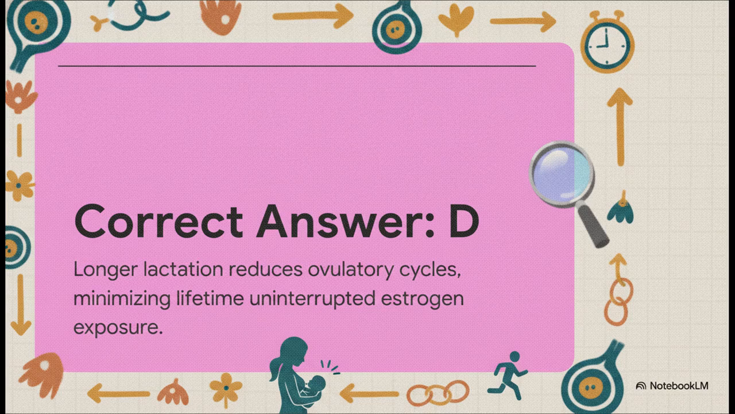The core driver of risk boils down to your lifetime exposure to uninterrupted estrogen cycles. So anything that maximizes your total lifetime menstrual cycles, like starting periods early, never having kids, or hitting menopause late, is going to bump up that risk. On the flip side, longer lactation periods and moderate exercise actually cut down the total number of ovulatory cycles. The exam pearl to remember is that breast cancer risk strongly correlates with lifetime uninterrupted estrogen cycle exposure.